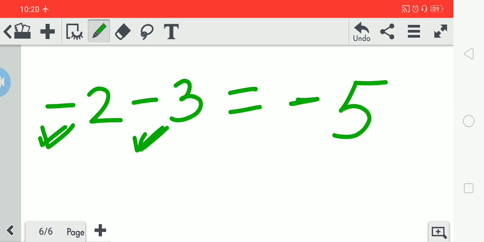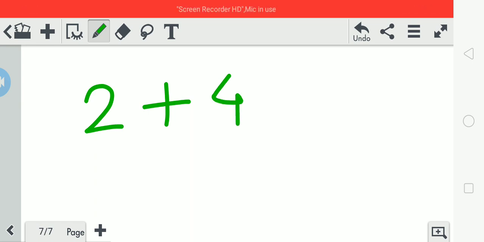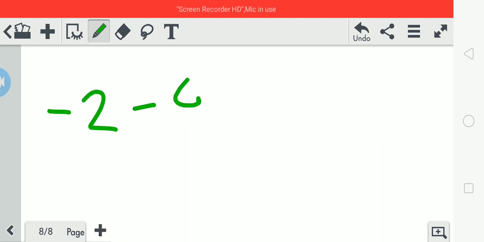So our second rule is: the sum of two negative integers is always negative. I repeat, the sum of two negative integers is always negative. We will revise from the first. The first rule was the sum of two positive integers is always positive. Suppose I take a different example, 2 and 4, both are positive, so the answer is also positive. It is a simple example, we can solve it easily.